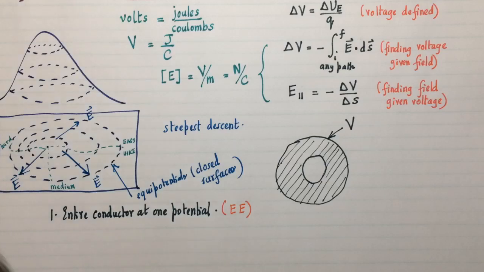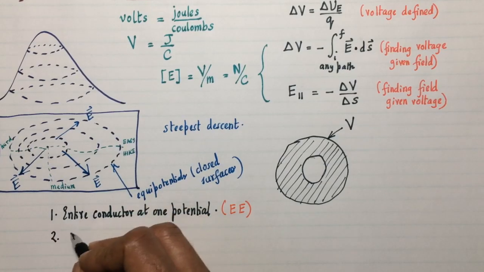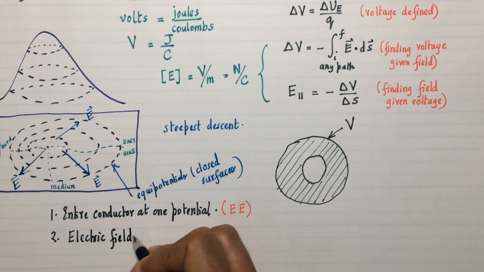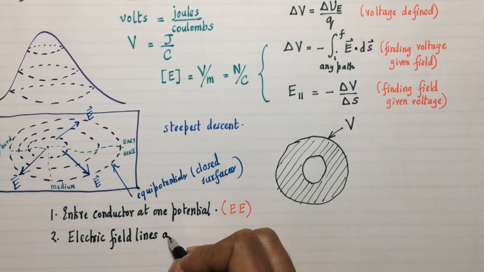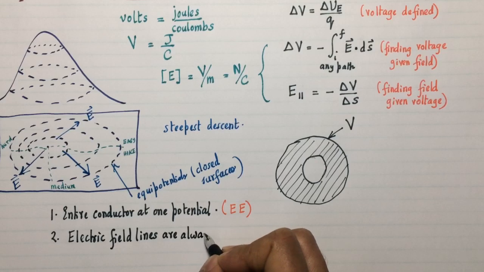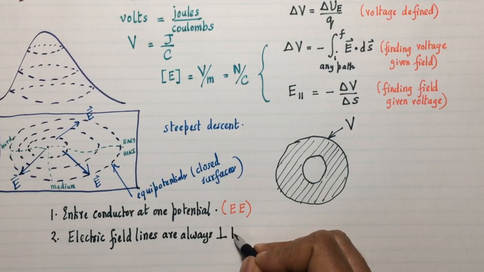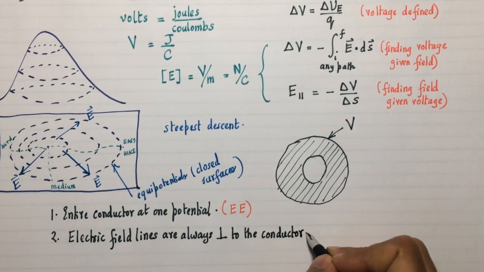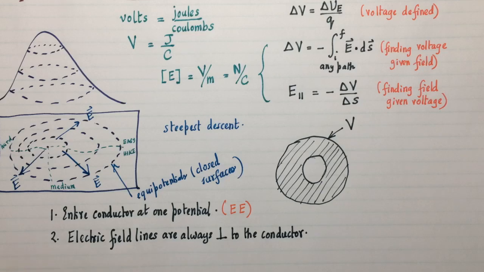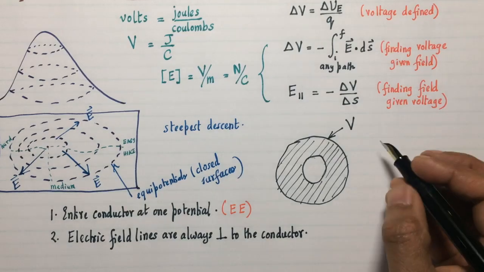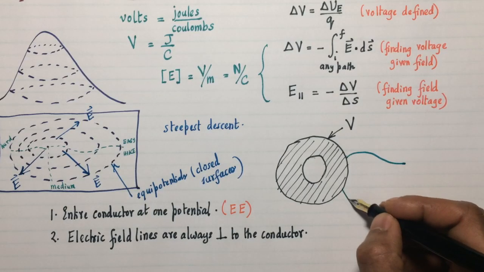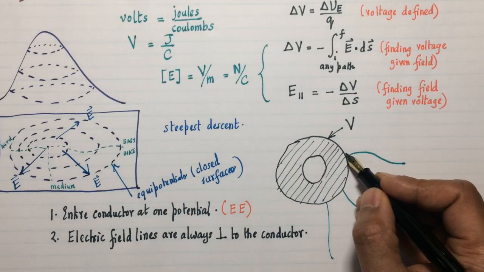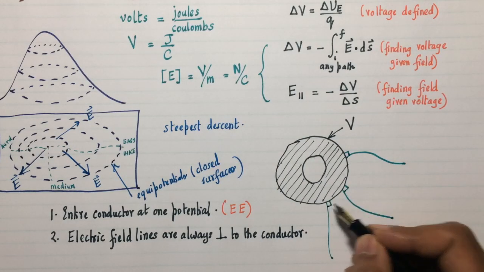The second property is quite a remarkable property, and that is electric field lines are always perpendicular to the conductor. Why is that? What I'm trying to tell you is this. If I have field lines, they will always terminate. So let's suppose lightning hits this conductor. I'm saying that the electric field lines will always be at 90 degrees to the conductor.